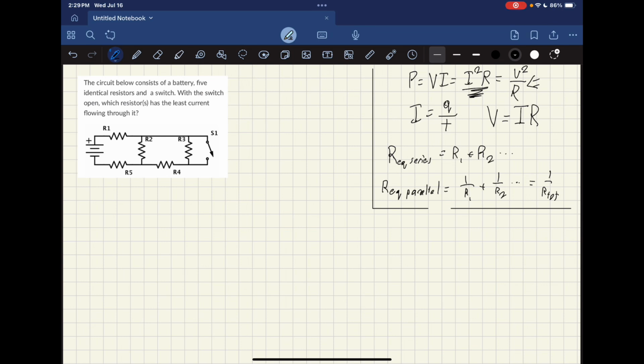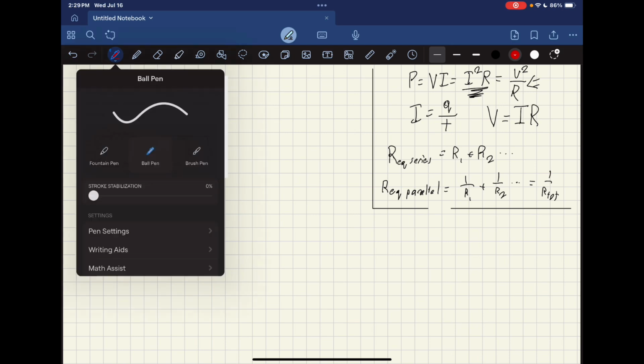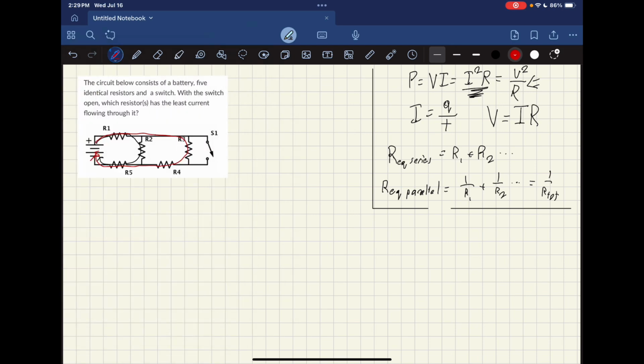So for this problem here, we have 5 identical resistors, a battery, and a switch. So there's 2 loops that this is going to follow. It's going to follow this here. And then since the switch is open, no current is going to flow through it. So it is only going to follow this here. So the question is asking which resistors have the least current flowing through them.